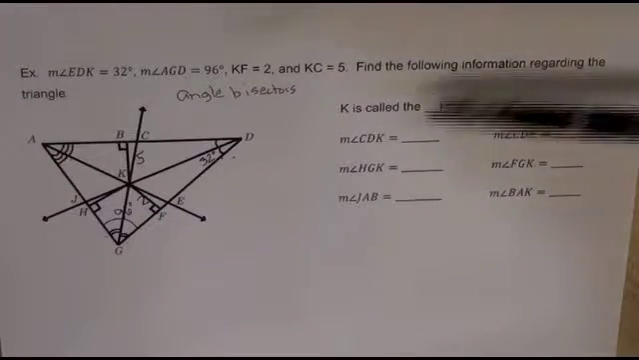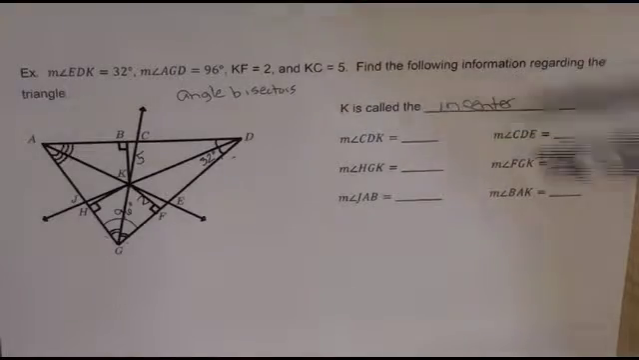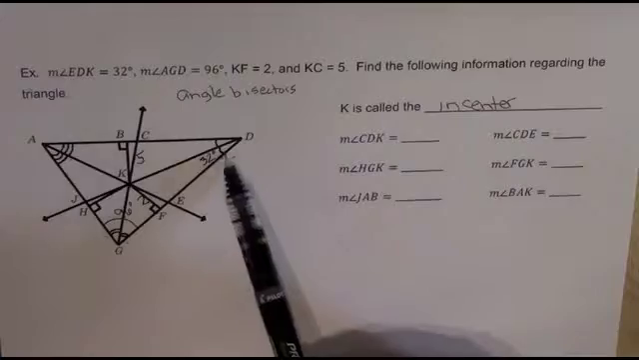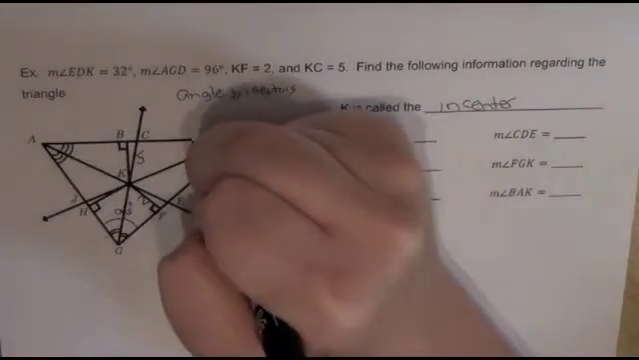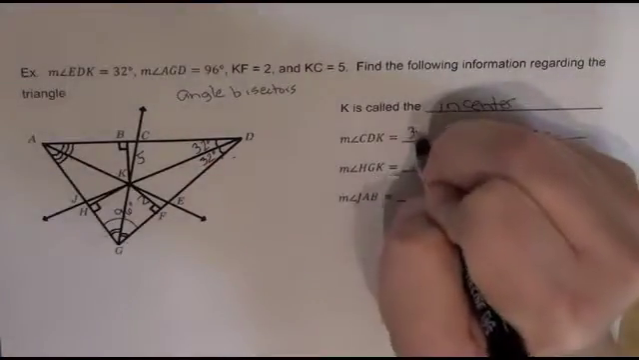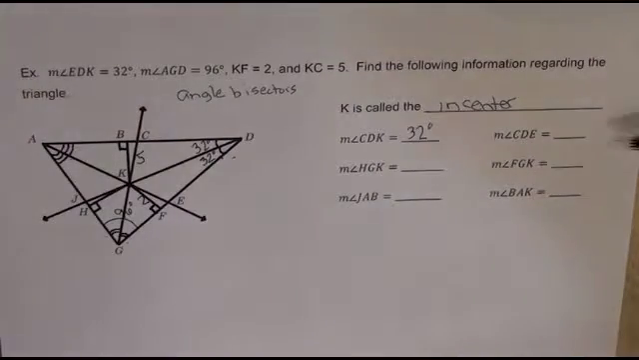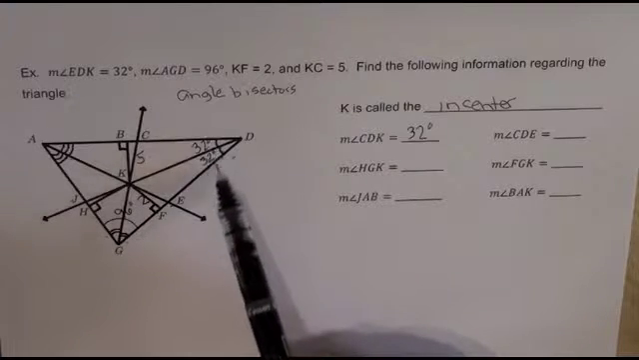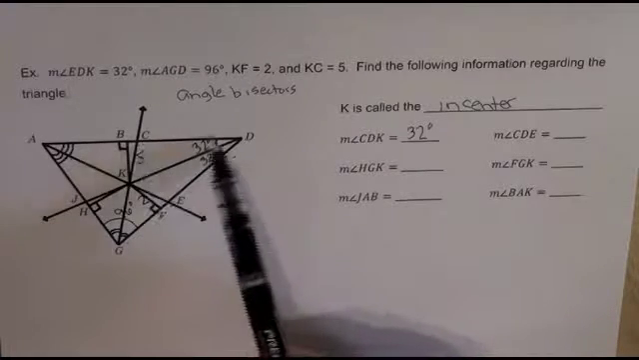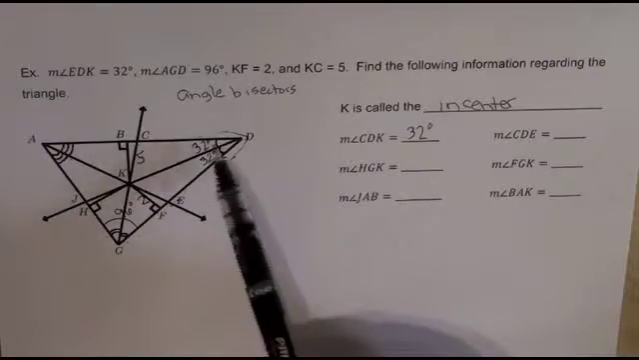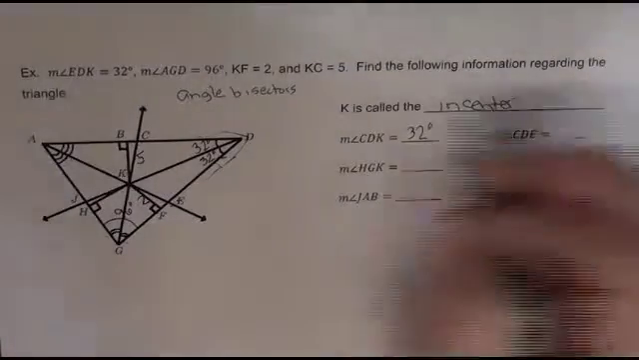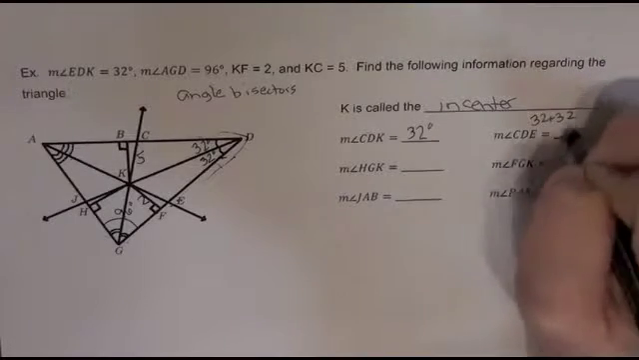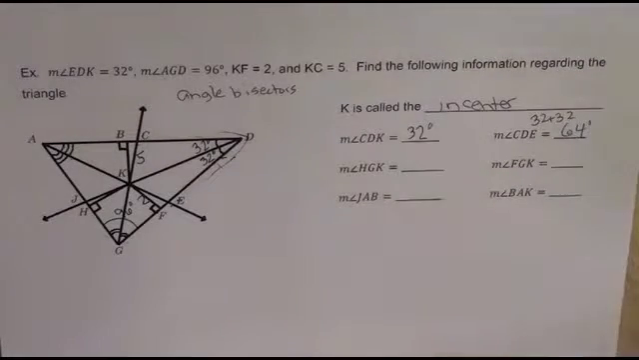Okay, let's continue now. The measure of angle CDK. CDK is congruent to EDK. They both have one arc, so that's 32 degrees. The measure of angle CDE. Now notice CDE is this entire big angle over here. So that's 32 plus 32, which is 64 degrees.